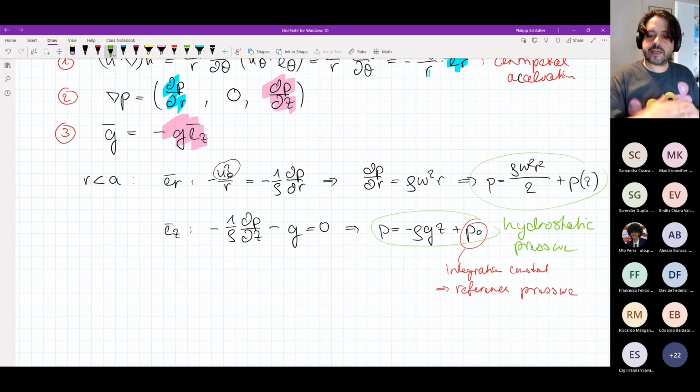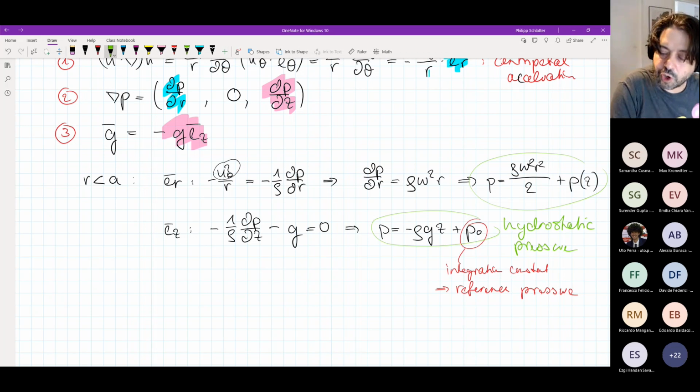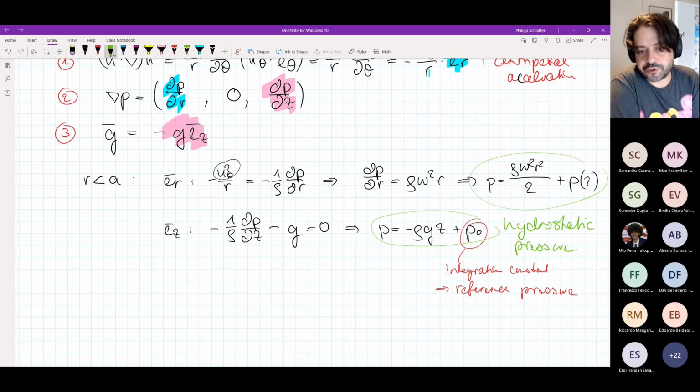Essentially, it just means that the more fluid I have on top of each other, so the higher my column of fluid is, so the larger the weight of the fluid is, the larger my pressure, the more I'm compressed. So therefore, there is this dependence on Z. So the larger the Z becomes, the larger my pressure becomes, depending on the reference value.